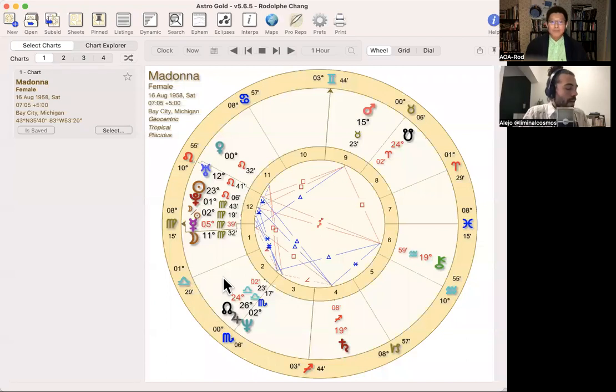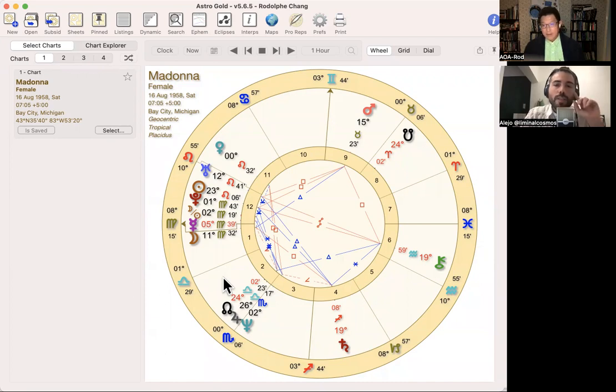Perfect. Okay, so Alejo, as usual, are you going to do the explanation about what a sextile is? And then should I just show the chart first? Okay. Do you want me to do the explanation first? Yeah. Okay, so sextiles are planets that are separated by 60 degrees.